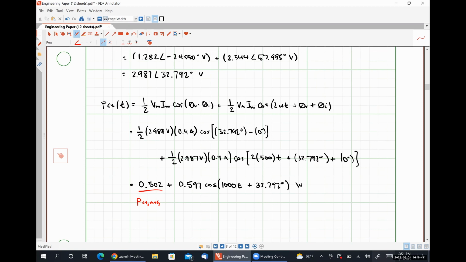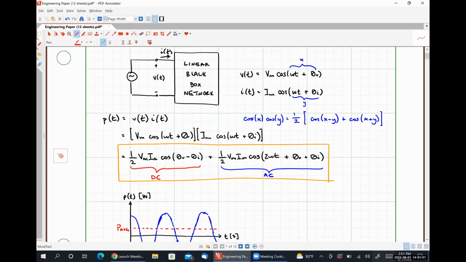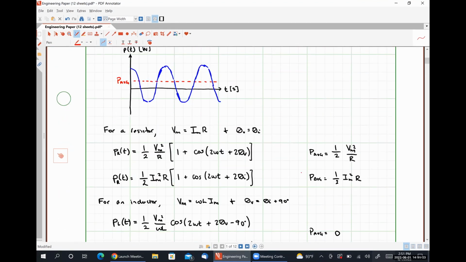So it is literally do the frequency domain circuit analysis that we've been doing for the past week, and then take the results of that work and throw them into these equations that we've developed here at the beginning of class. All right.